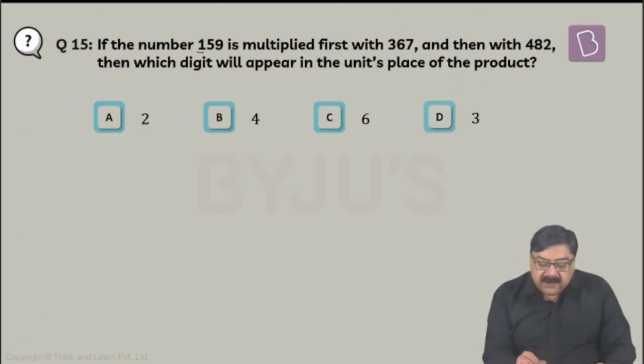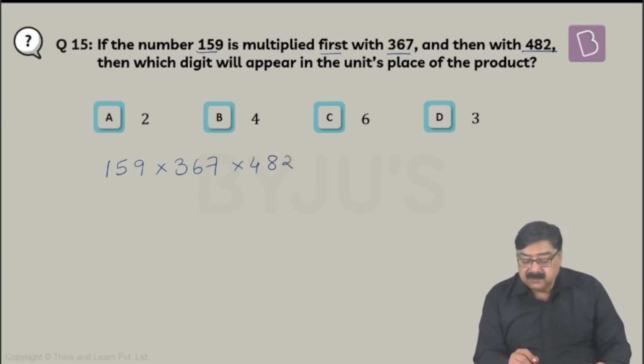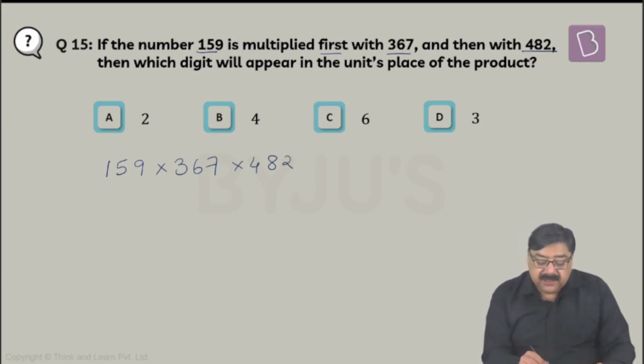If the number 159 is multiplied first with 367, so 159 into 367, and then with 482, it doesn't matter if it is multiplied before or after 367 with 482, then which digit will appear in the units place of the product? Well, very simple.